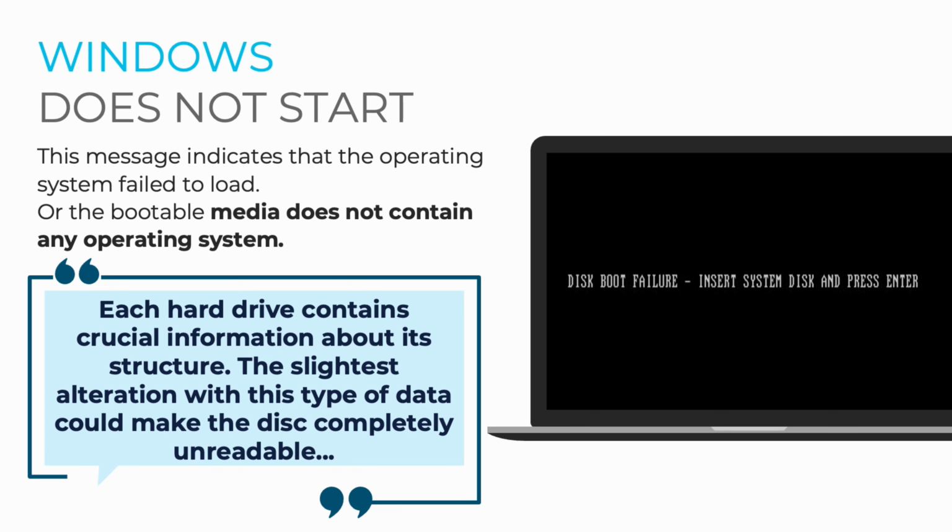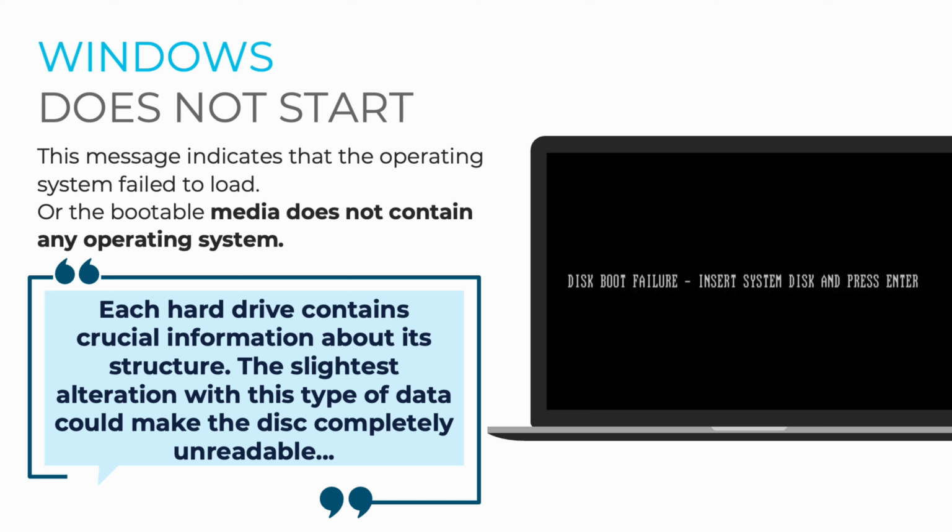It is also important to know that each hard drive contains crucial information about its structure, and that if there is the slightest alteration with this type of data, well, the disk could become completely unreadable. This storage space, which has about 512 bytes, is located in a physical sector of the hard drive called the Master Boot Record, which bears the initials MBR.